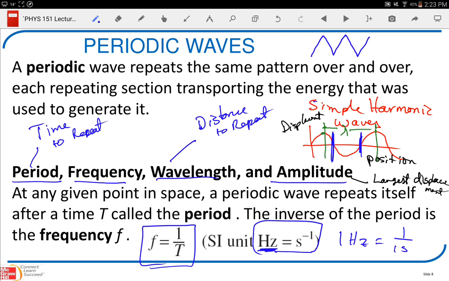For a wavelength that needs to repeat, that doesn't mean just have the same position, it also needs to have the same velocity. At this point here, we had a downward slope. Here we had an upward slope. They're not going to be the same velocity. So we have to go to the next place where it has the same slope and position for it to be one wavelength.